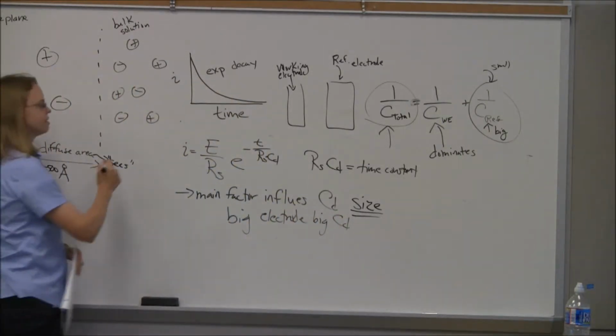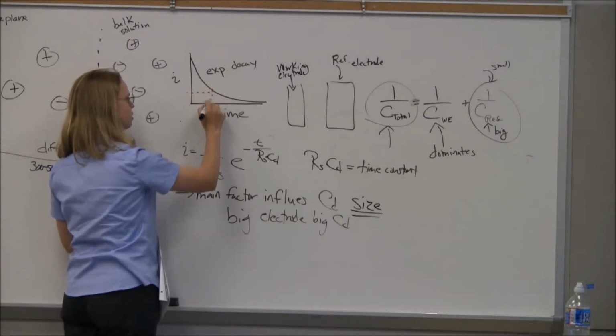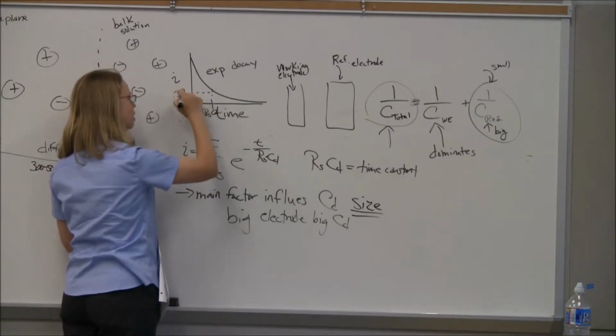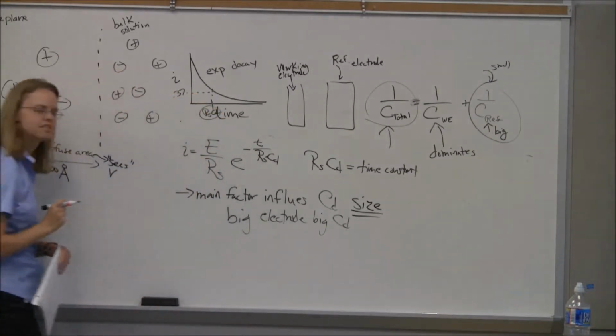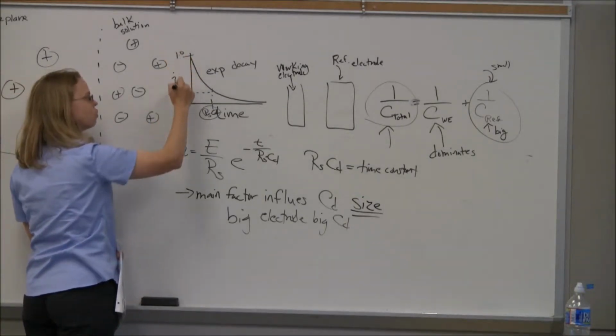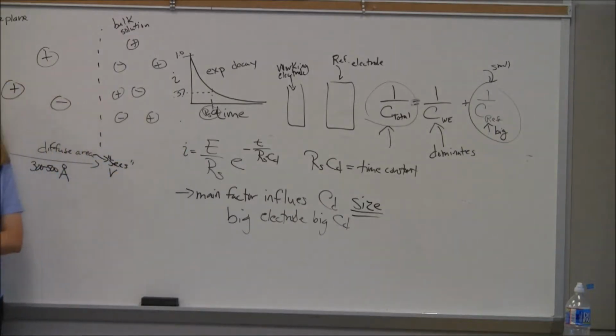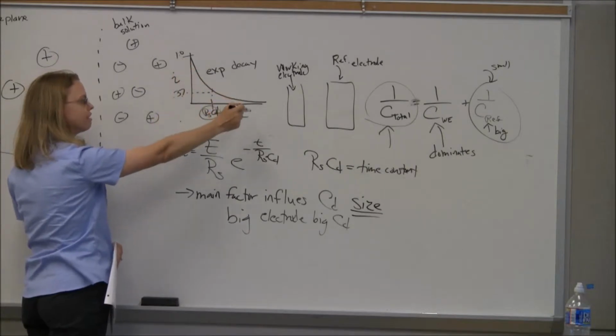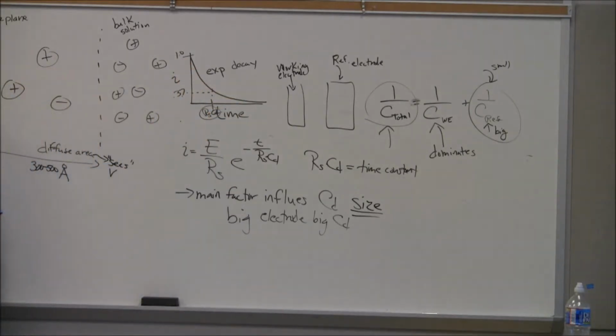I didn't tell people, but maybe you already know this, probably you don't. If you took my class, you should. In one time constant, so 1 RC, your signal should drop from an absolute value of 1 to about 0.37. So you lose about 63% of your signal in one time constant. So if we have a big electrode, do we have a fast decay or a slow decay? Slow, right? We have a slow decay.